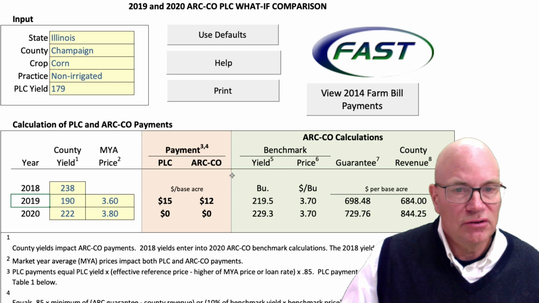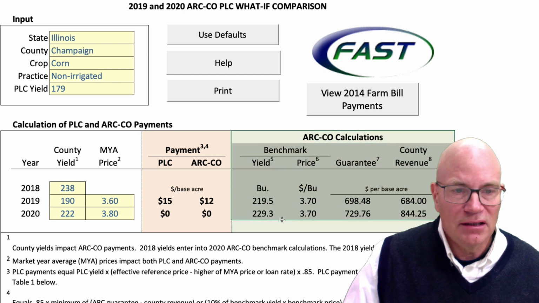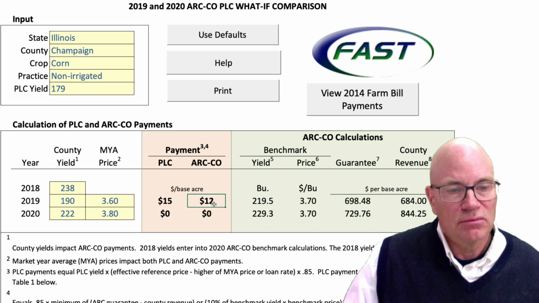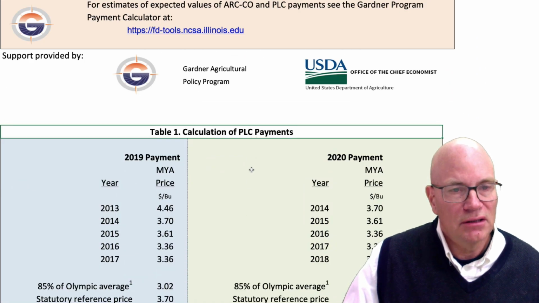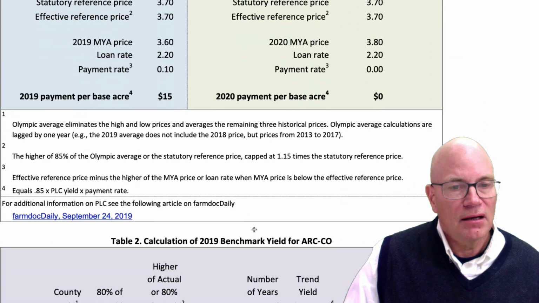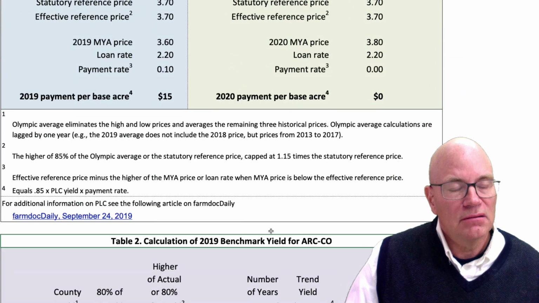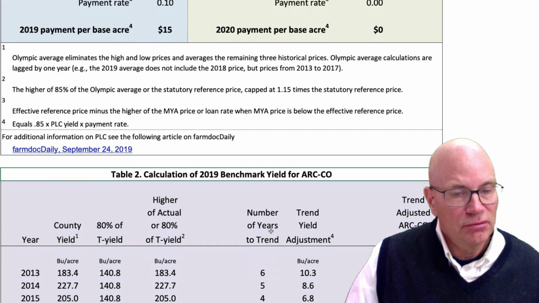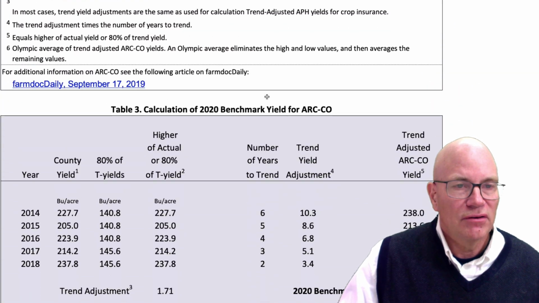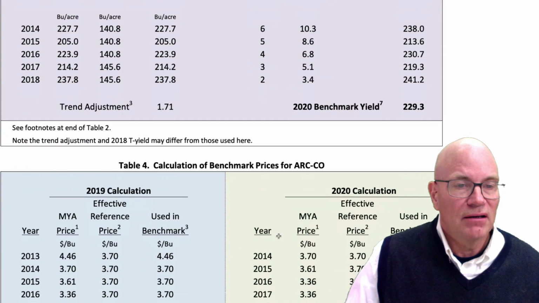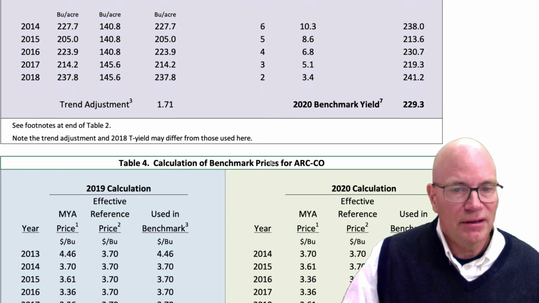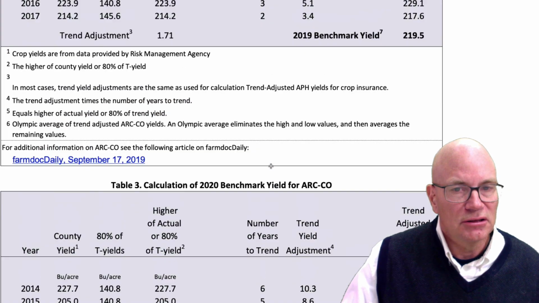This tool also gives you information on the ARC County calculations that go into these payments, as well as, if you scroll down, calculation of PLC payments in Table 1, calculation of the 2019 benchmark yield for ARC County in Table 2. Table 3 will give you the calculation of the 2020 benchmark yield for ARC County, and the final table, Table 4, will give you the calculation of benchmark prices for ARC County. And there are footnotes in here that describe all of those calculations.